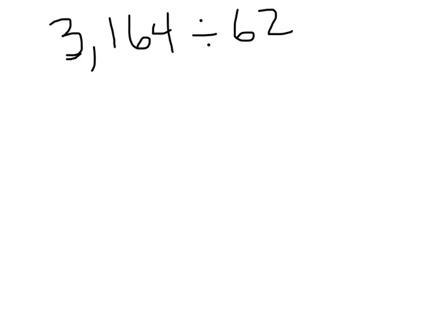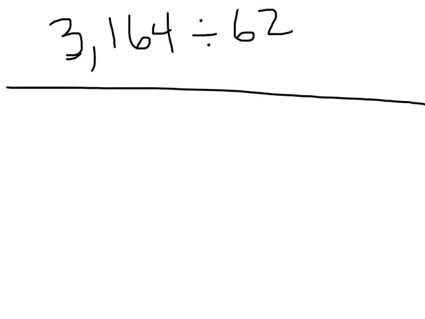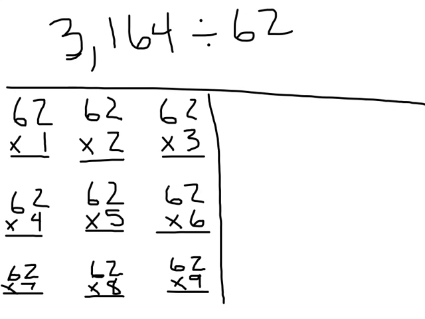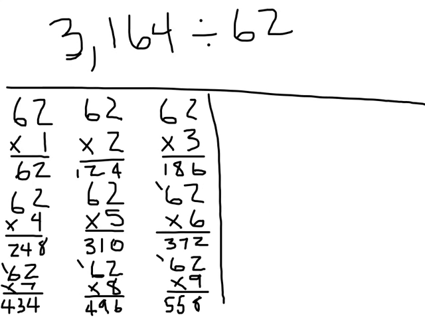3,164 divided by 62. In order to solve this division problem, let's start by listing our multiples of 62. Go ahead and write the multiples of 62 on your paper by solving each multiplication problem, then enter them in the computer. Check to make sure that you've listed your multiples of 62 correctly. Now we can start dividing.